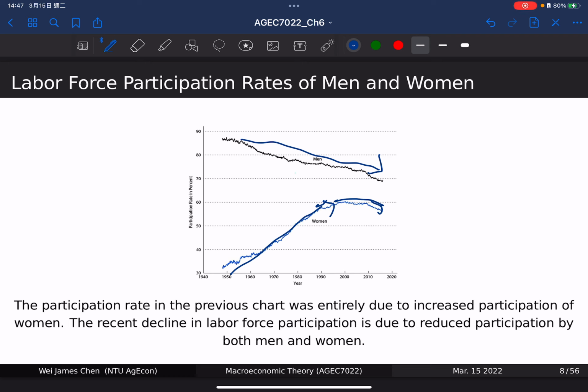And in the past 20 years, the participation rate has been declining, mainly driven by men and slightly driven by women's not-that-high participation rate. Okay?